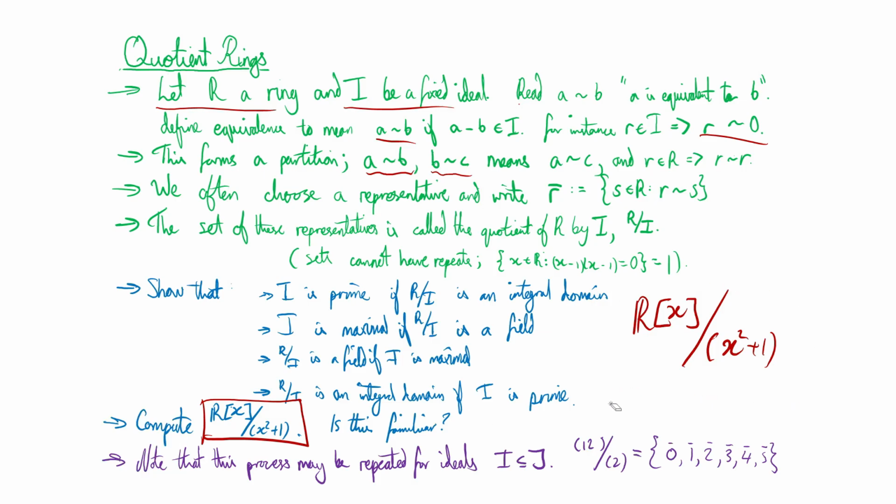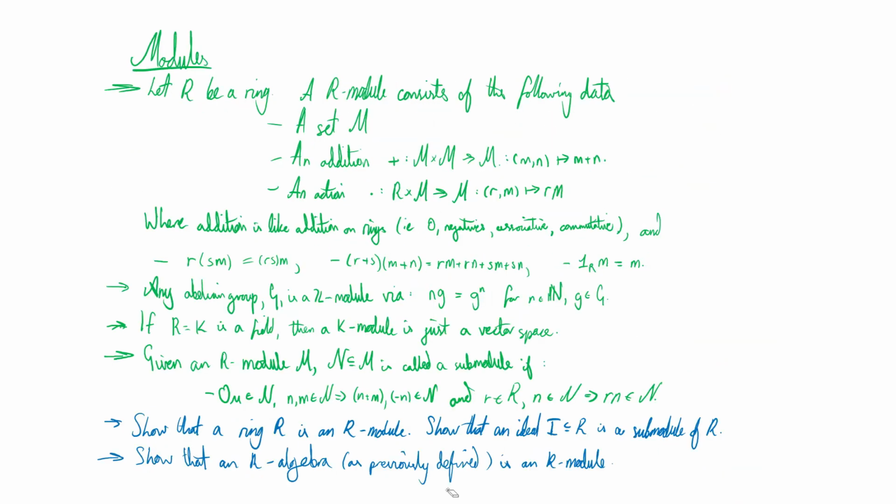But note that this process may be repeated for ideals, and we will get into that in slide 4, I guess. Or considering this to be slide 1, then slide 4, it's actually slide 3. So slide 7. But we move on to modules, and if we have a ring, then an R module consists of a set, an addition, and a sort of multiplication.